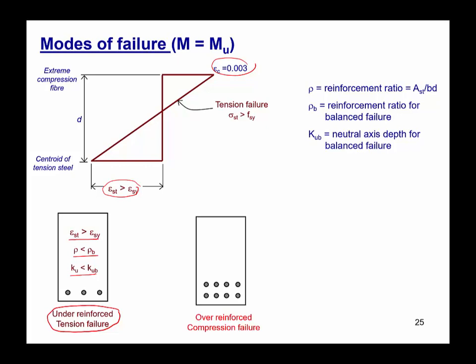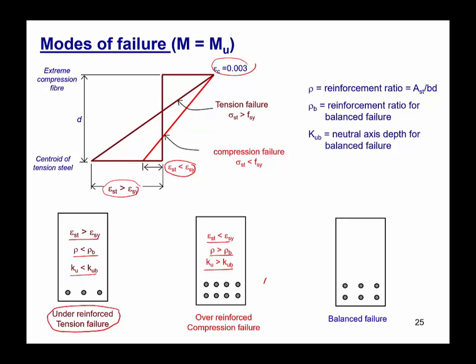Now let's look at the over reinforced failure. As you can see, in the over reinforced failure, we have too much reinforcement on the tension side, so the steel cannot yield and the concrete will crush first. So the strain profile will look like represented by this red line. As you can see here, the steel has not yielded yet. Epsilon ST is still less than epsilon SY, but the concrete has crushed at this point. For the over reinforced section, the reinforcement ratio is greater than the reinforcement ratio for the balance section, and the neutral axis depth parameter is also bigger than the balance section as well.